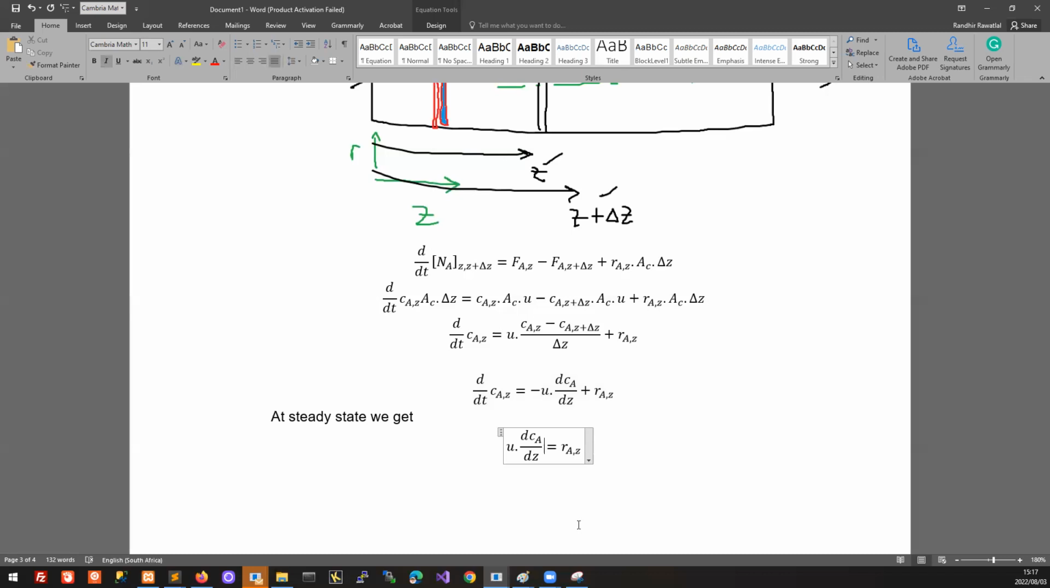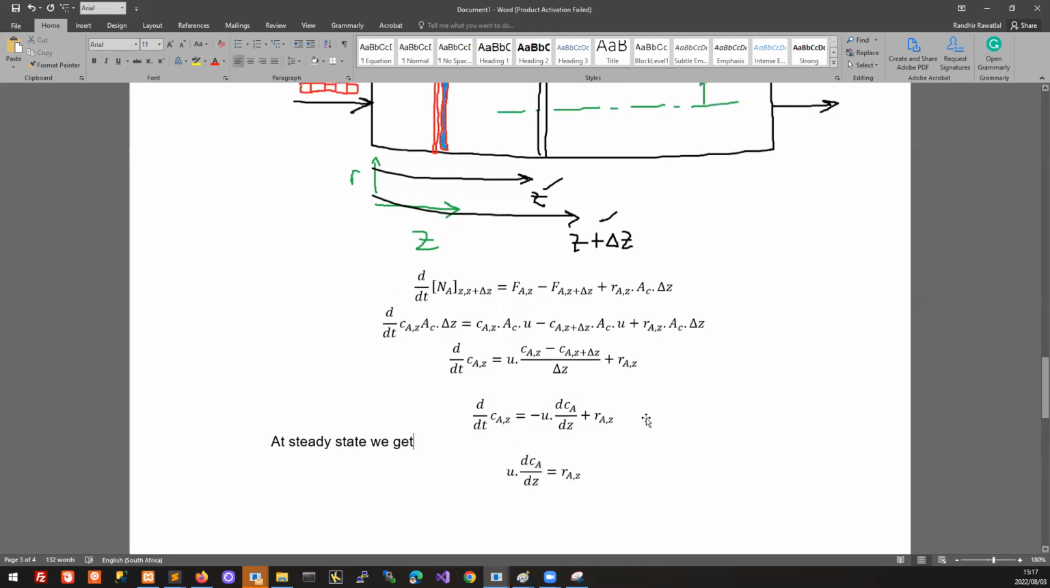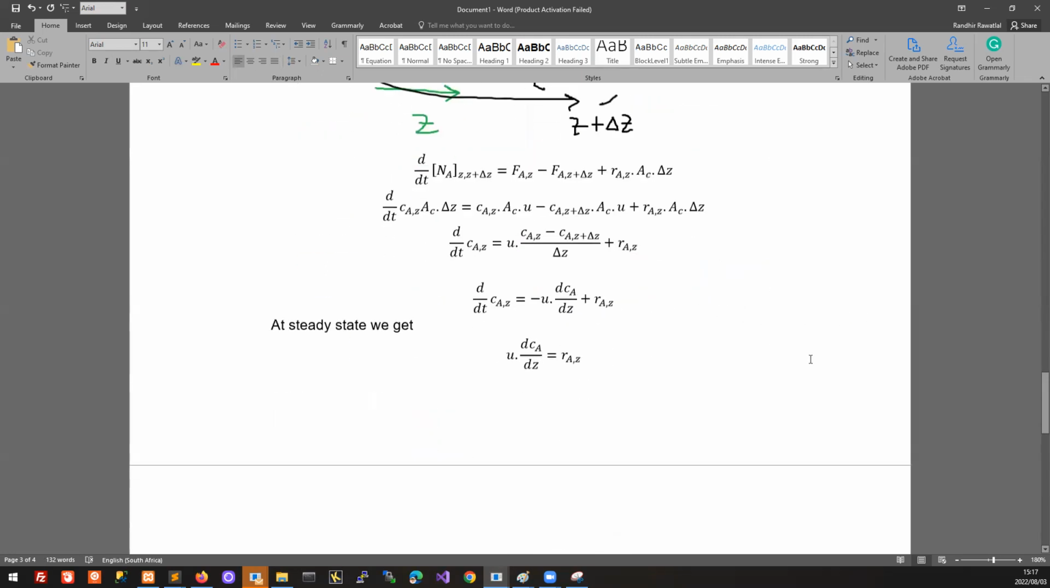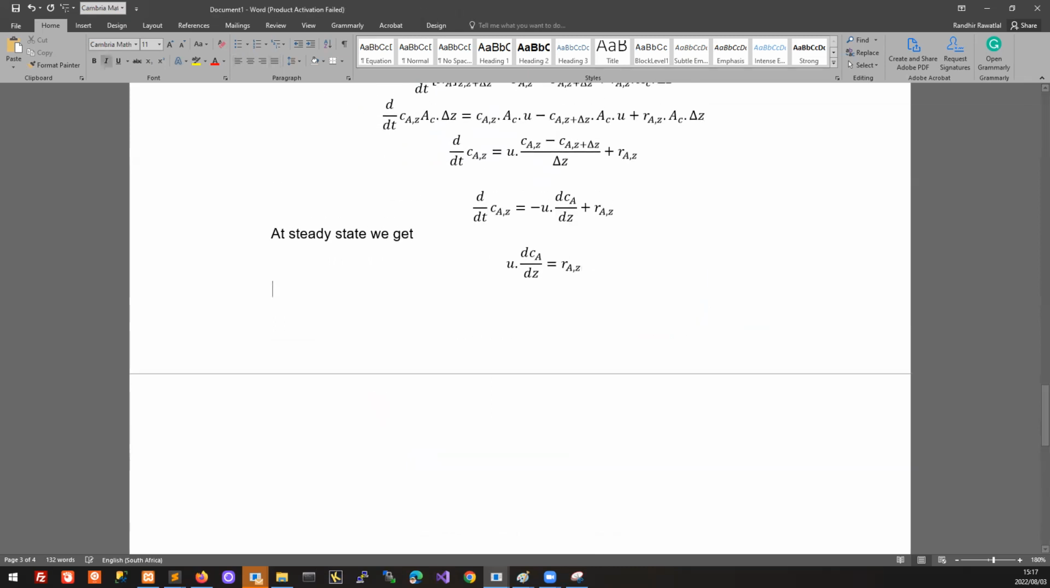And by the way, you've got here dz and u. Remember what we said earlier about the velocity and the distance something is crossing. So if we look at this, we can read this as dc d tau. Yeah, so in this, it's in effect the same tau as before. It's the same space time. It's the same volume divided by flow rate. Maybe let's prove that.